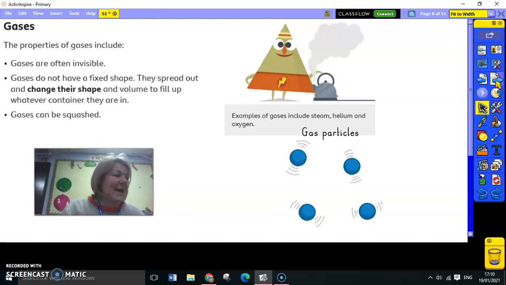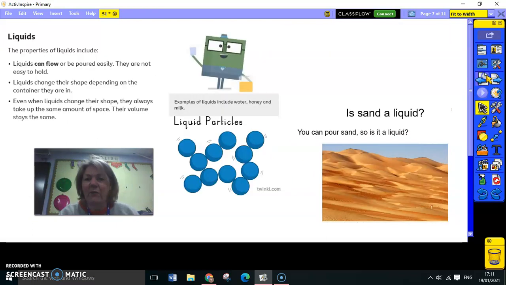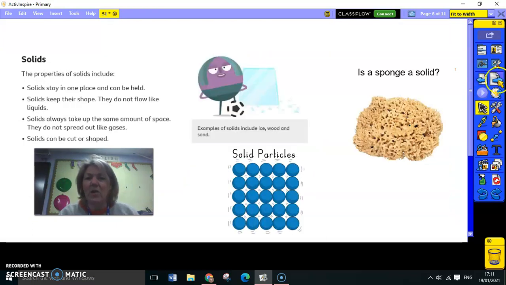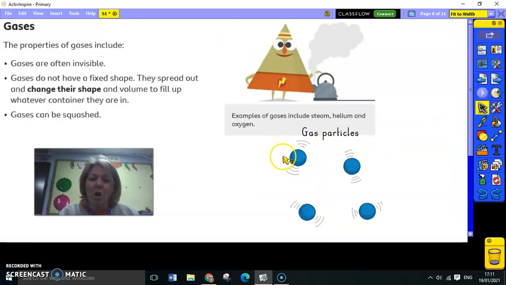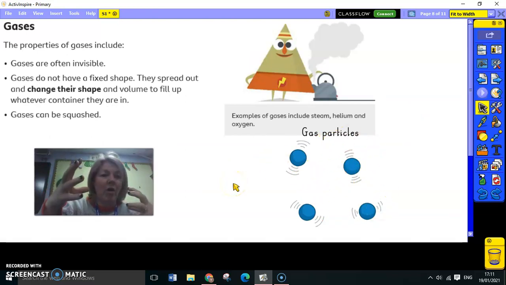So gases can be squashed, and you can see that the gas particles, very different to the liquid and the solid particles, have got a lot of space between them, which means they move round quite a lot, okay? So that's why they're able to take up a big space.